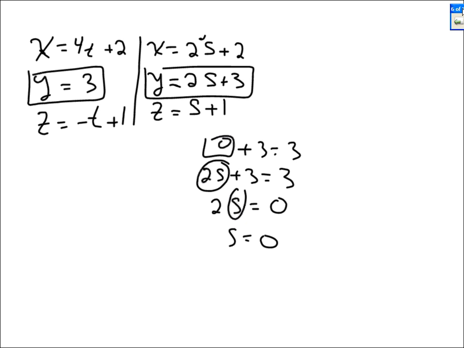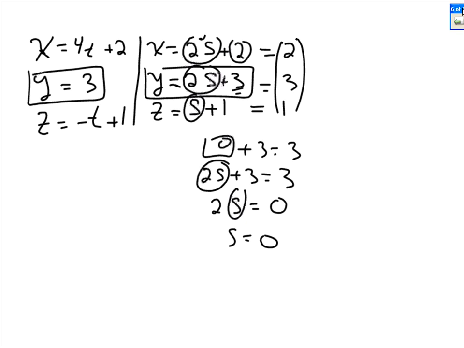So wherever they intersect, s must be 0. That is, 2 times 0 is 0, plus 2 is 2. 2 times 0 is 3. I meant to say 0, plus 3 is 3, and 0 plus 1 is 1. If they're going to intersect, they're going to intersect where x is 2, y is 3, z is 1.